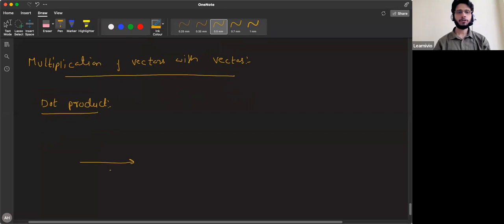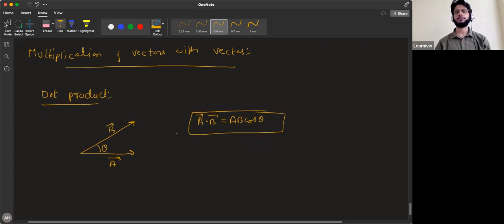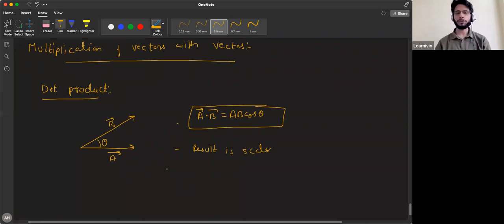So you have 2 vectors. One is vector A, another is vector B. They are inclined at an angle theta. So when you take A dot B, then A dot B is AB cos theta. This is it. The result is a scalar. A is a vector, B is a vector, but the result is a scalar quantity.